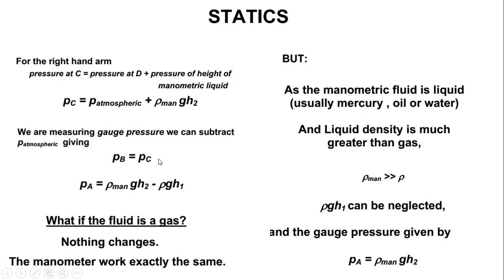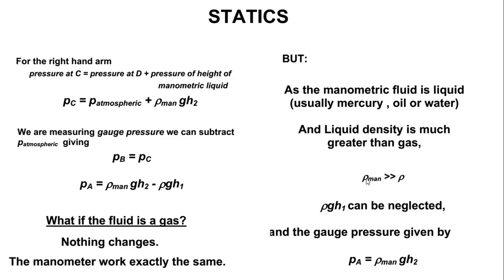Now from there, we equate P at B equal to P at C, then we find what we are looking for. For example, in this case, we are calculating A. If we are dealing with fluids like gas, nothing changes per se, but the only challenge is that the manometric fluid's density will be far greater than the density of the fluid, gas in this case. Look at it: the density of mercury is 13,600, and you compare it to the density of air, which is about 1.23.